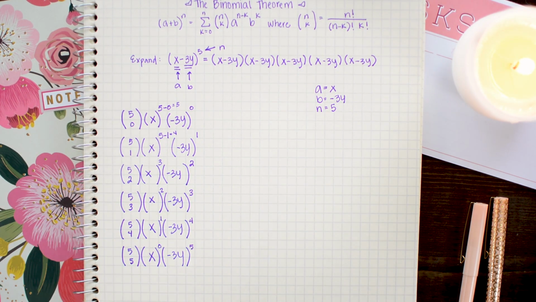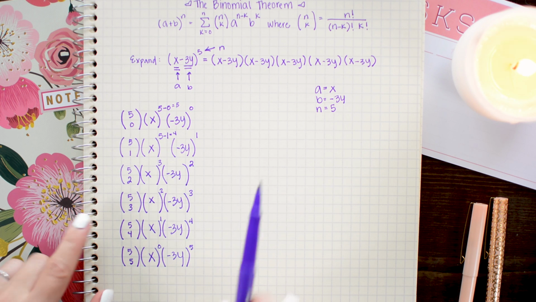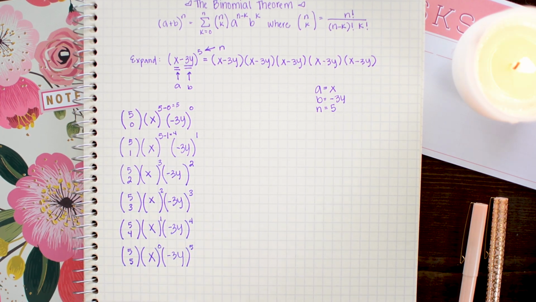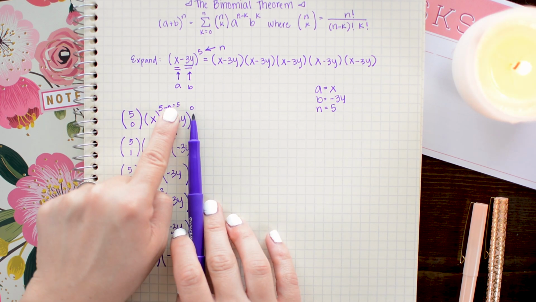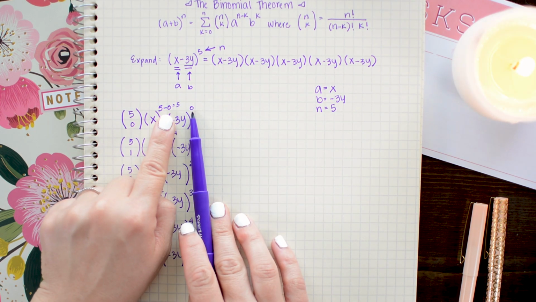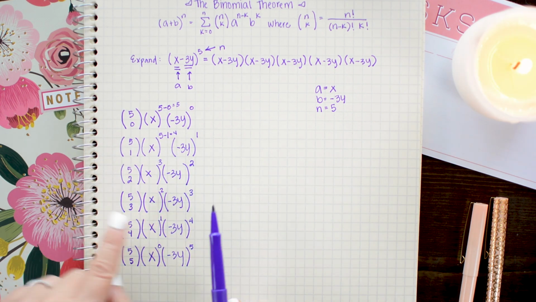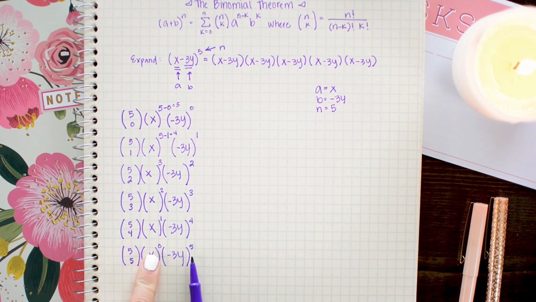And what I like about doing it this way is it prevents me from making some really silly transcription errors when I try to just write it all out one at a time. Another quick check that you can do just to make sure that you haven't made any errors is the powers on your two terms should always add to the power that you're working with. So 5 plus 0 is 5, 4 plus 1 is 5, 3 plus 2 is 5, 2 plus 3 is 5, 1 plus 4 is 5, and 0 plus 5 is 5.